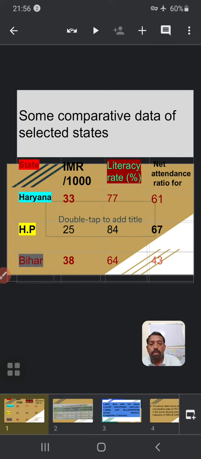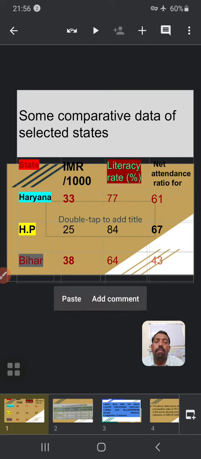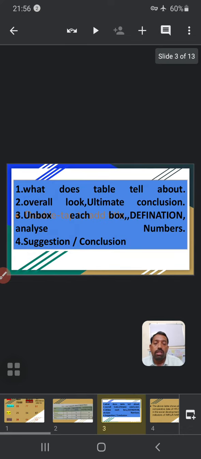Before starting this, I would like to tell you some thumb rules. Whichever table comes in your exam, you should be able to write the answer. Let us see how to write the answer if a table comes in our examination. There are four thumb rules. You must understand these four thumb rules, then only you will be able to write the answer. Now let us see how to start the writing.